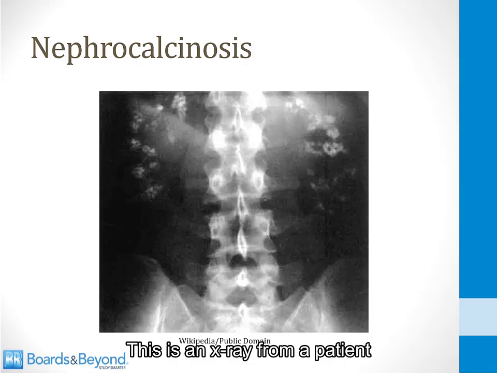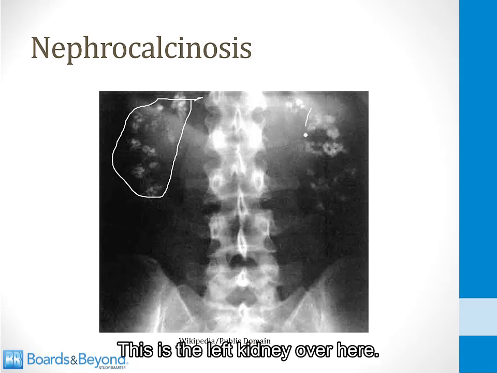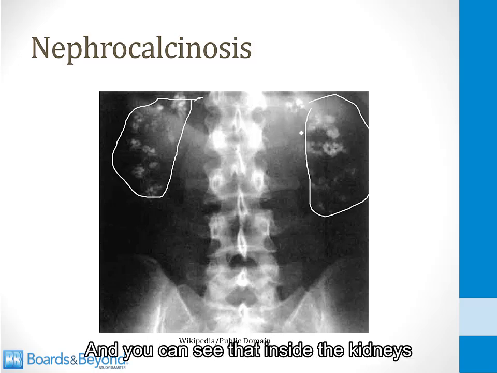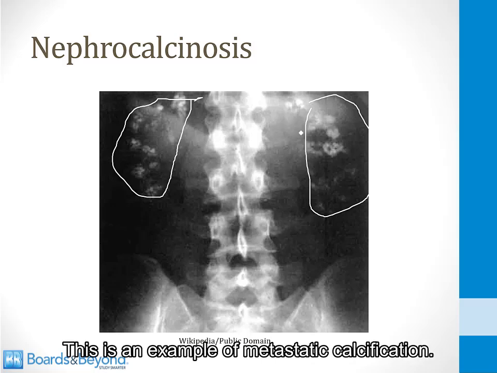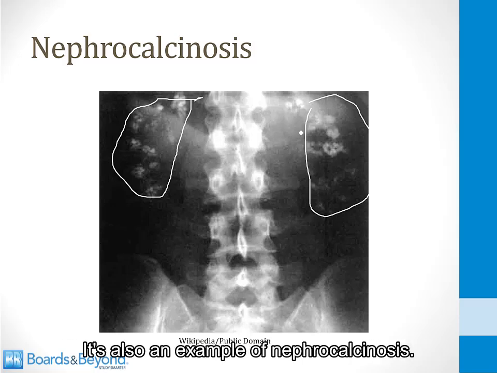This is an X-ray from a patient with nephrocalcinosis. This is the right kidney here. This is the left kidney over here. And you can see that inside the kidneys there are white fluffy areas. That is caused by calcium deposition. This is an example of metastatic calcification. It's also an example of nephrocalcinosis.